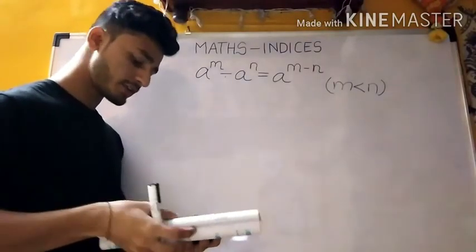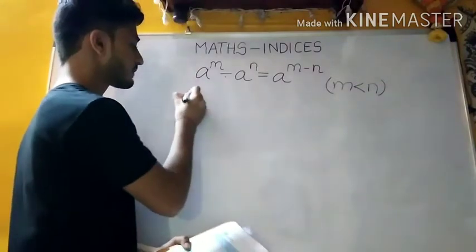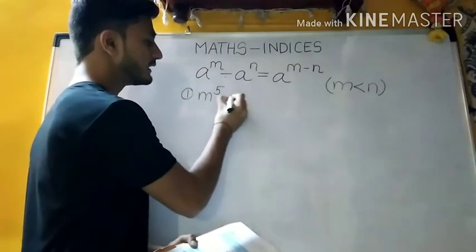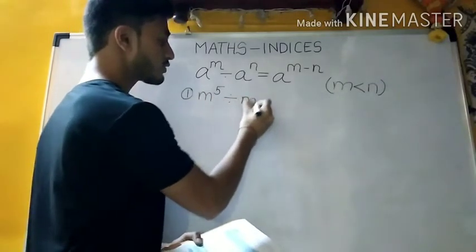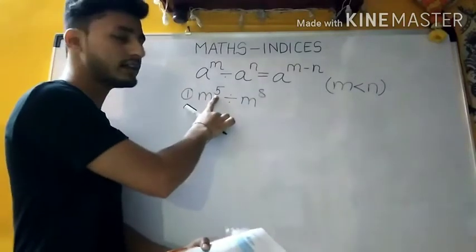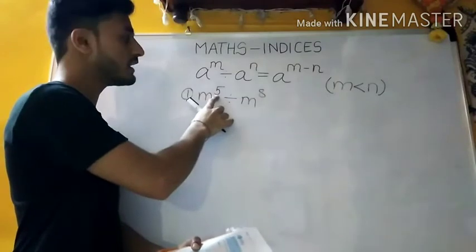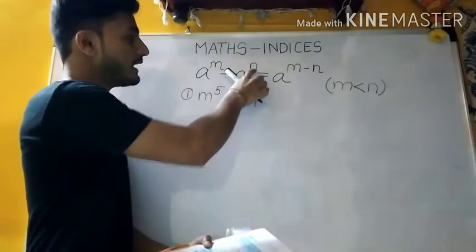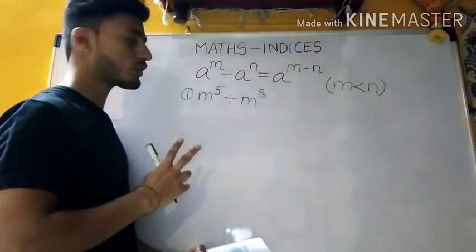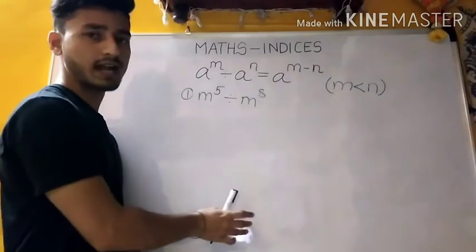Now you can observe question number 2 from practice set 28. The question says m raised to the power 5 divided by m raised to the power 8. Here, if you observe, m, which is the power, that is 5, is a smaller number, and n, which is 8, is a bigger number. So this is case number 2. Now how to solve this? The method is similar, only some steps are additional.